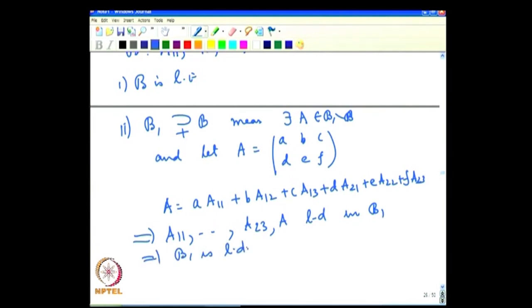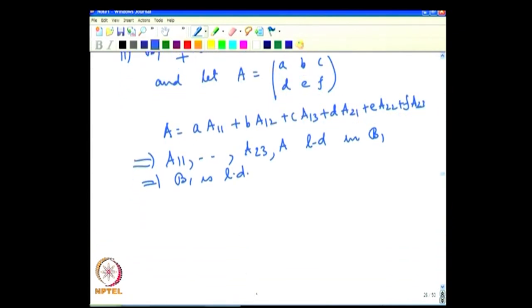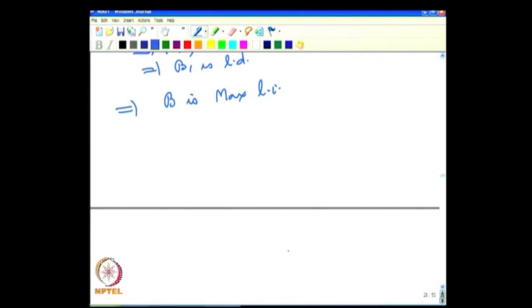So, what we have is that B is linearly independent, and B cannot be embedded in a larger linearly independent set; anything bigger than B must be linearly dependent, which is exactly what is meant by saying that B is maximal linearly independent.